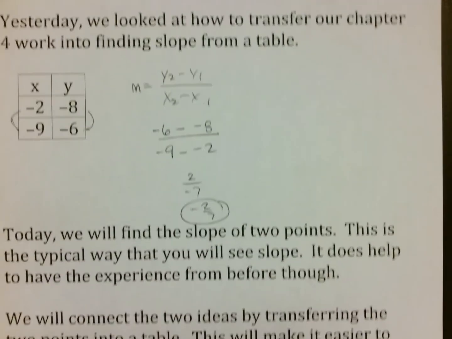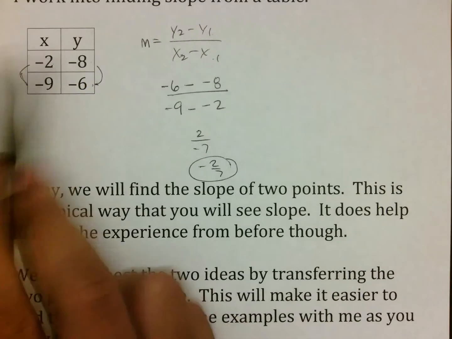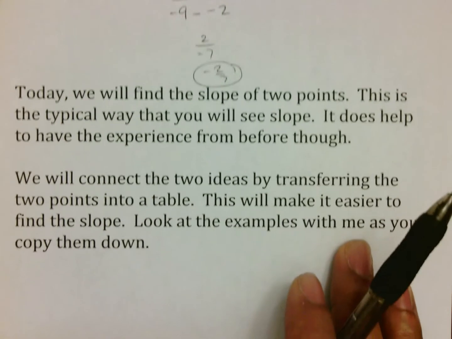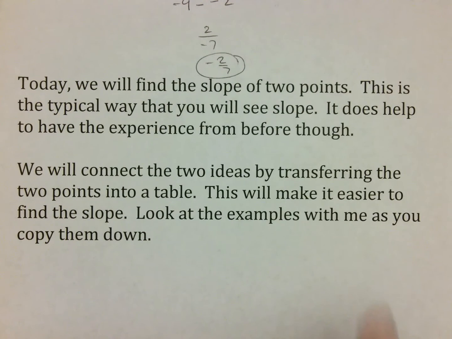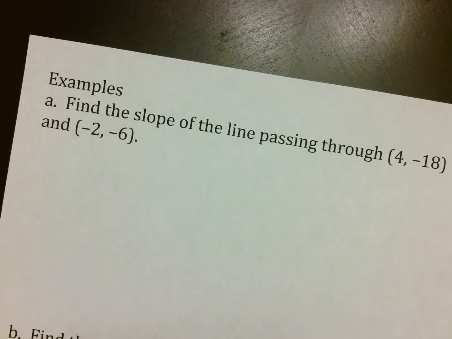Today what we're going to do is find a slope of 2 points. That is the typical way. You hardly ever see 2 points put like that whenever you get further into the math. But the reason we use the table is that it makes it easier to kind of connect the ideas. So what we're going to learn to do is just pretty much learn how to transfer 2 points into a table. And that'll make it easier to find the slope, because that way it's something that you're used to. It's something that you can easily do. It's just got to be in a format that you like at the time.